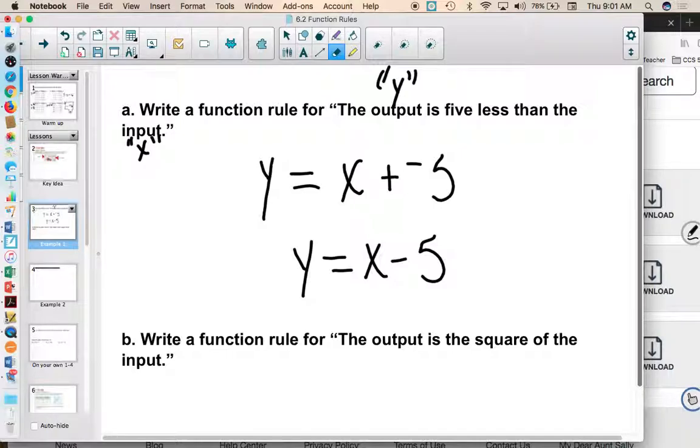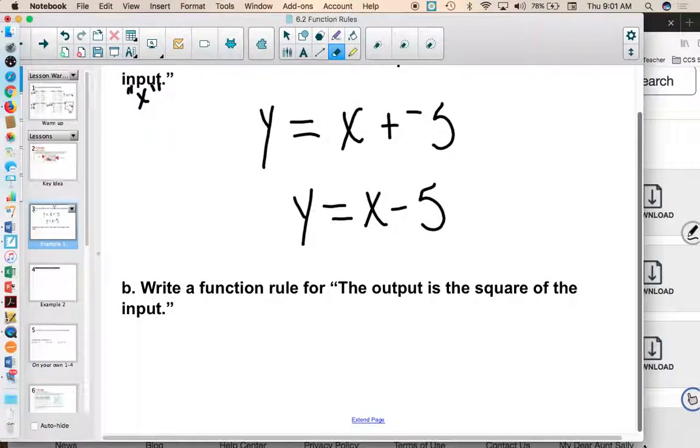Okay? Now on this one that I asked you to do on your own, the output, y, is, the word is means equal, is what? The square of the input, which is our x. So y equals x squared.